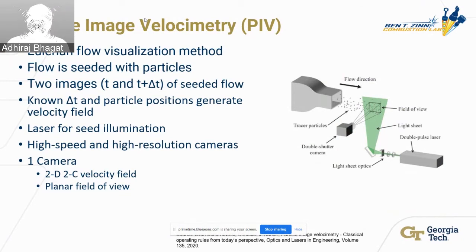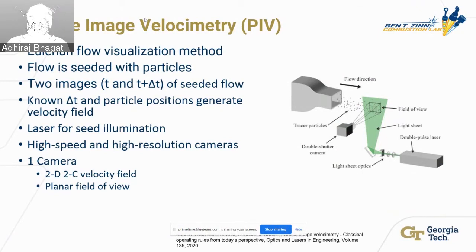We then take images of the flow at a time t, and then a time t plus delta t. This delta t is calibrated really precisely, usually on the order of microseconds again. And from these two images, we can calculate the displacement vectors of the particles, and we know our delta t, so that helps us generate the velocity field.